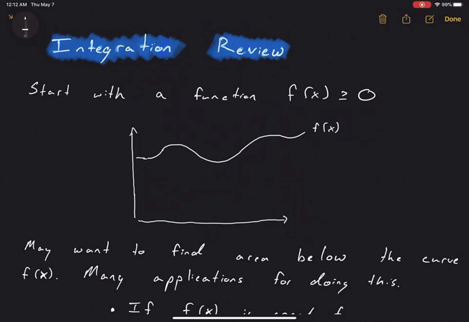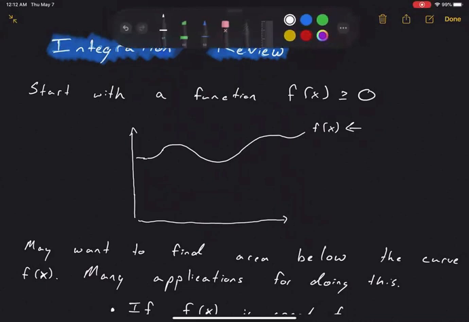So the intuitive way to think about an integral of a function, okay, so let's say I have my function f of x. The intuitive way to think about the integral is it's an operation that's going to give me the area beneath this curve f of x. Okay, beneath the curve and above the x-axis.